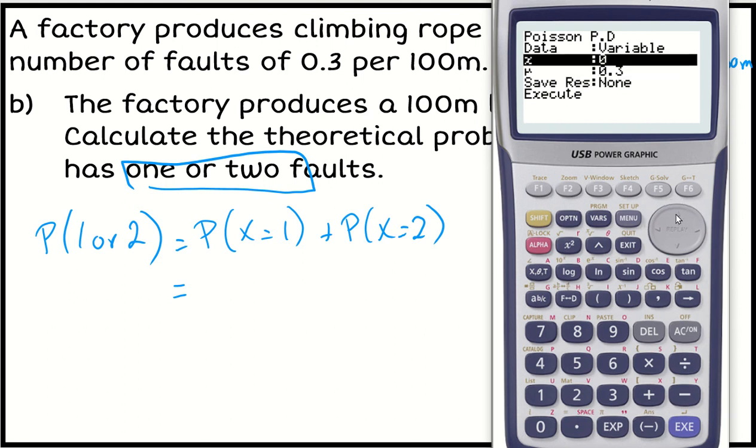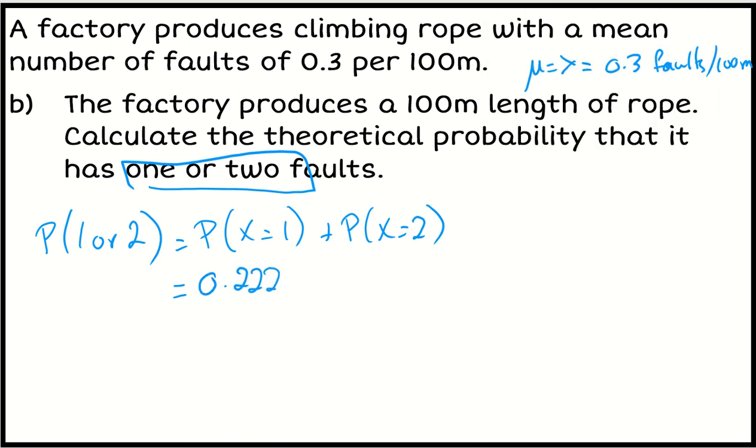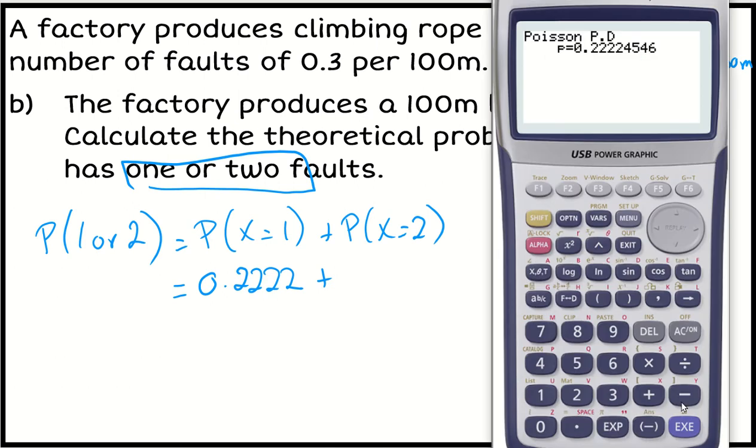I'm going to find the probability of one fault, and that is 0.2222. And I'm going to add to that the probability of two faults. So let's go up and do two faults here. And that gives me 0.3333.